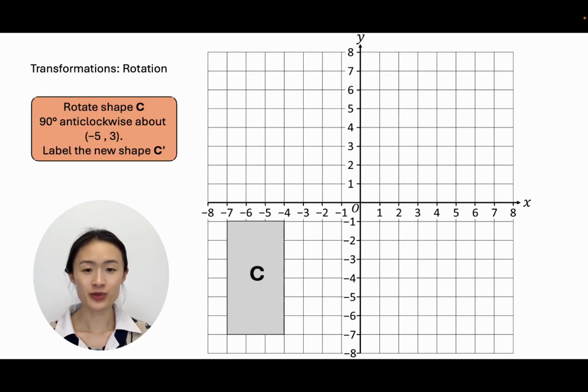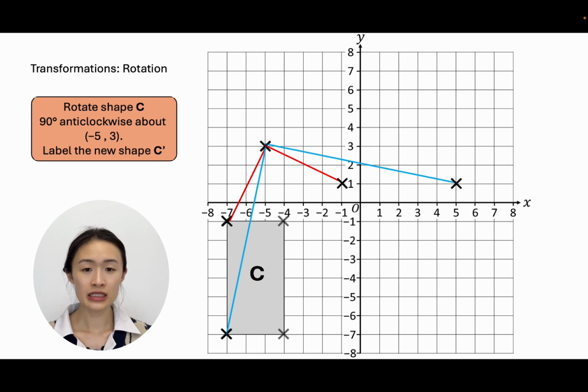So now in this question, we wanted to rotate the shape C 90 degrees anti-clockwise about the center (-5, 3). Now what I needed to do is to label the center first. So what I'm going to do first is to join this center with any one of the vertices. Now I'm going to pick (-7, -1) first. So when I join them by a straight line, what I needed to do is to rotate this line 90 degrees anti-clockwise. And now I just need to repeat the same process with other points.